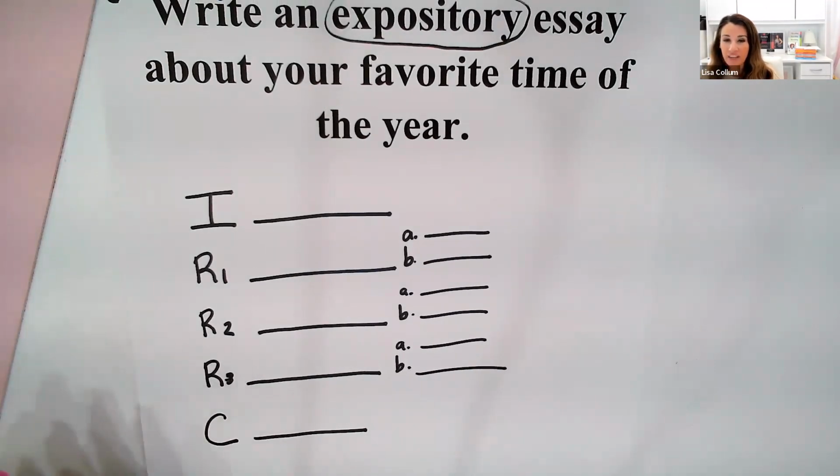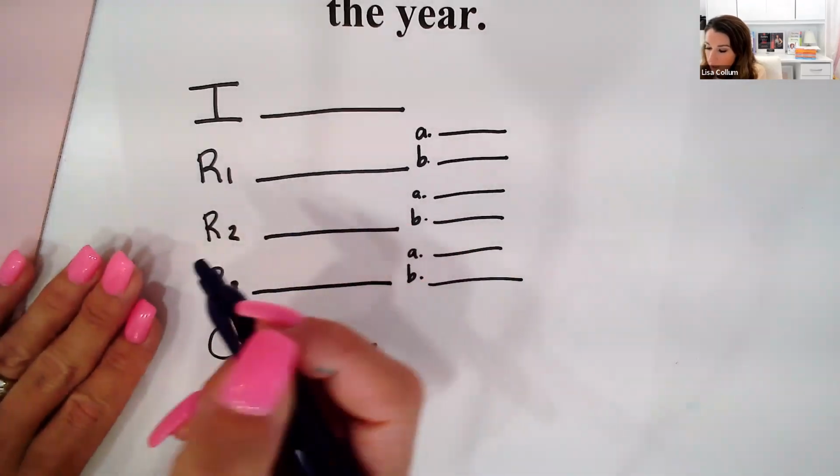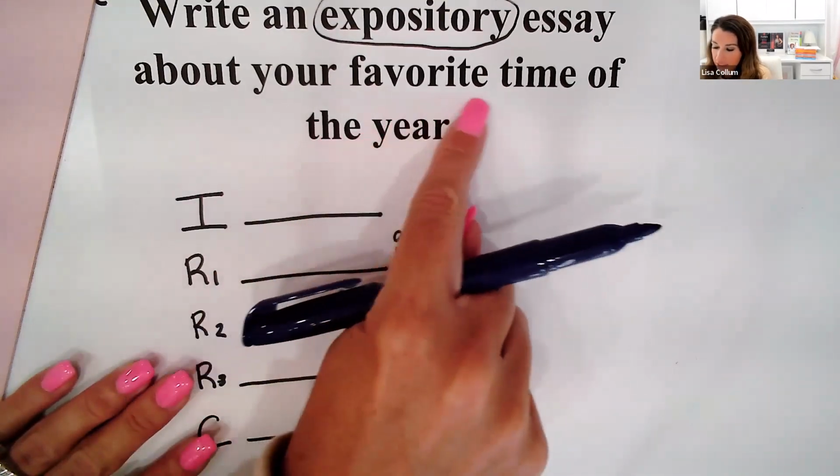The prompt is favorite time of the year. So you're going to do this with me. So I'm going to be going through this. So you don't have to worry about coming up with your own ideas, but I do want you writing this as I write it. So we're going to pick summer. Okay, even if summer's not your favorite, just pretend it is because I want you doing this with me right now. Okay, so I'm going to pick my favorite time of the year is summer.